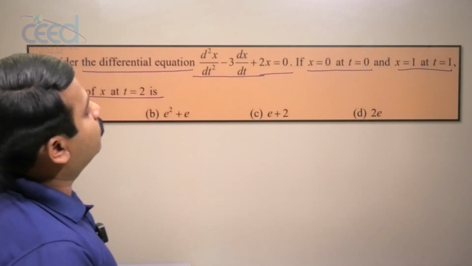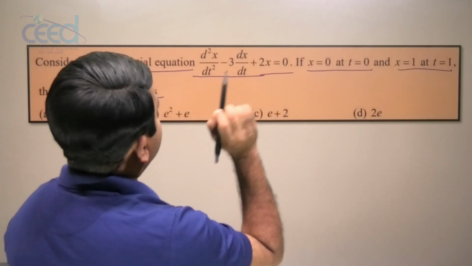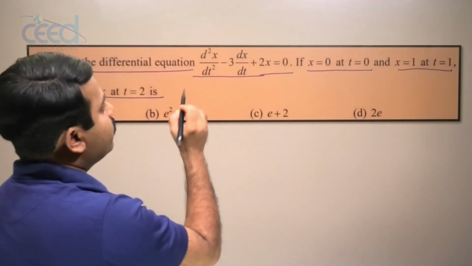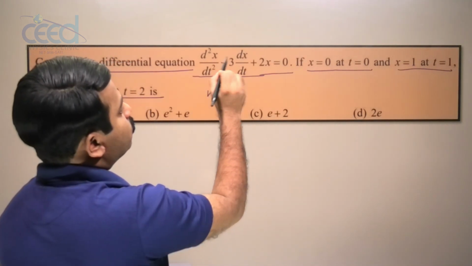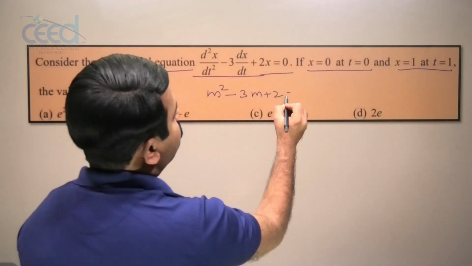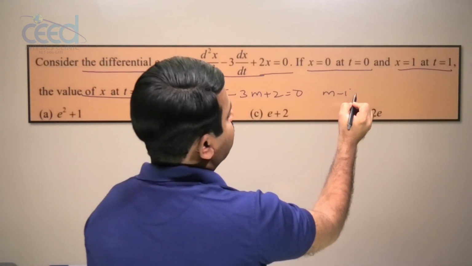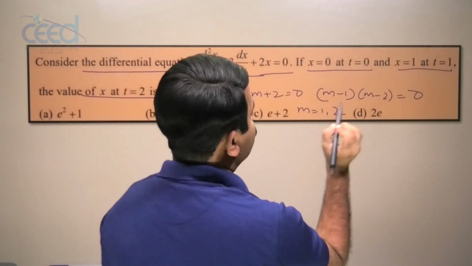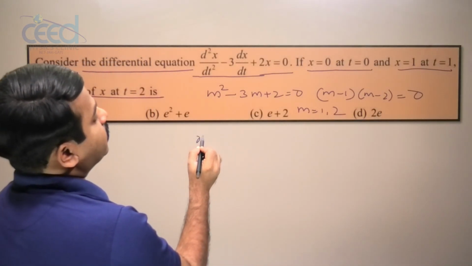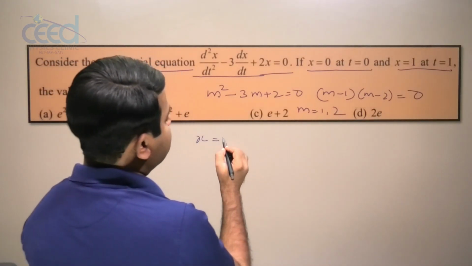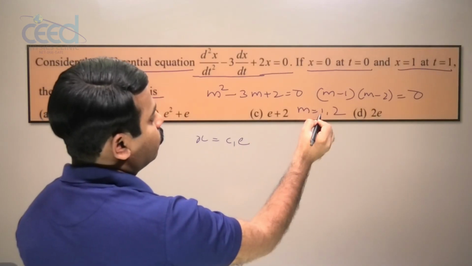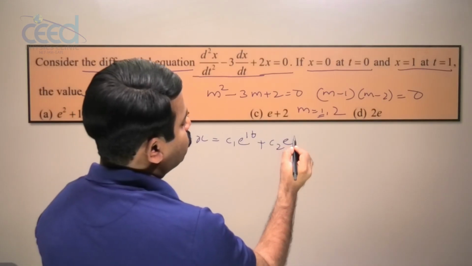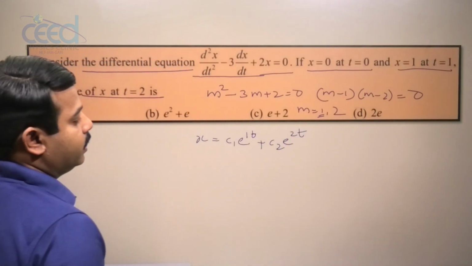Alright. Here also this is a second order linear differential equation. So we have to solve the auxiliary equation m square minus 3m plus 2 equal to 0. So I may write this as (m minus 1) into (m minus 2) equal to 0. Then m is equal to 1, 2. Then what is the solution? For different roots, x is equal to c1 e raised to first root, 1t, plus c2 e raised to 2t, right.